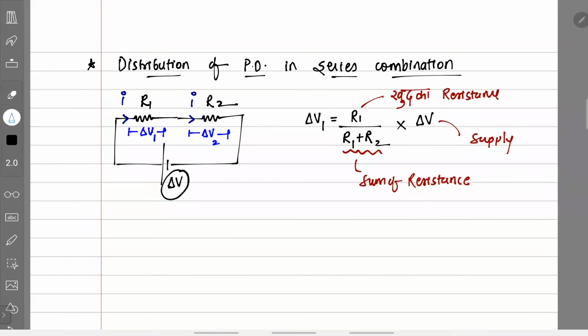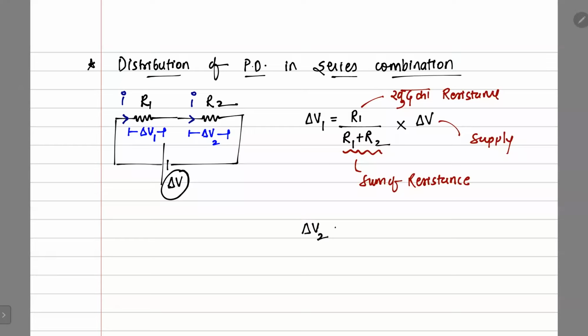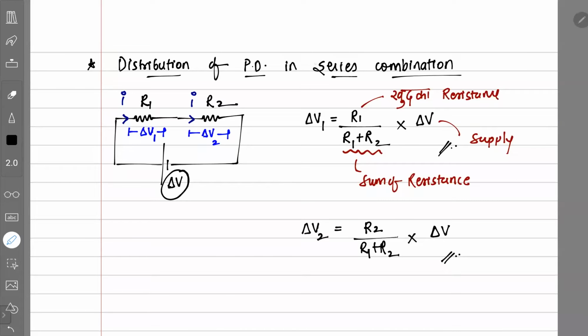Similarly, I have delta V2. Delta V2 will be, अब R1 नहीं आएगा, खुद का रेजिस्टेंस. Delta V2 किसके अक्रॉस है? R2 के अक्रॉस है। So खुद का रेजिस्टेंस अपॉन सम ऑफ रेजिस्टेंस multiplied by the supply, delta V. This is how you write down the distribution of potential difference, कि potential difference हर resistance में कैसे distribute होता है. But you need to remember that you are dealing with series combination. Please do not forget that.